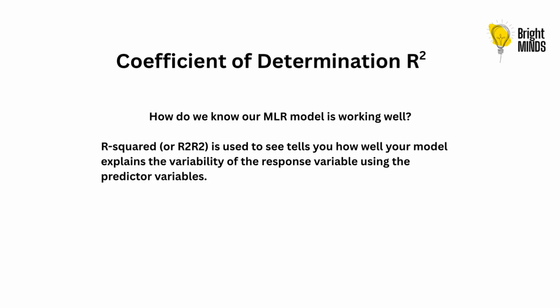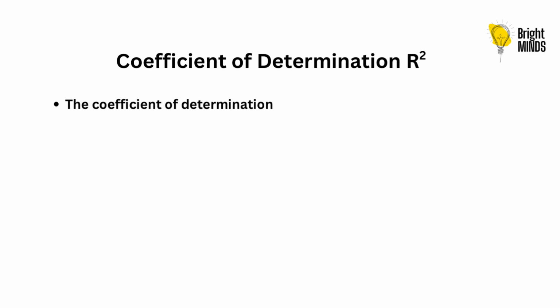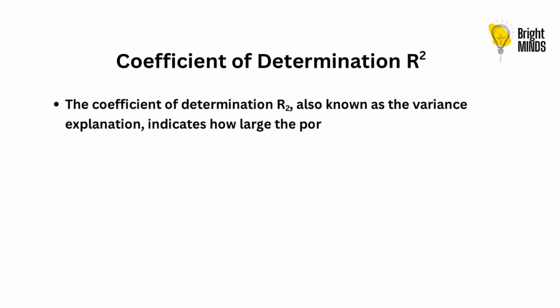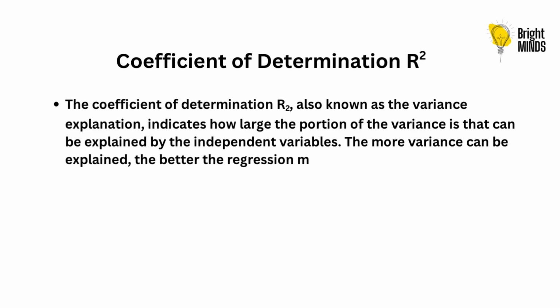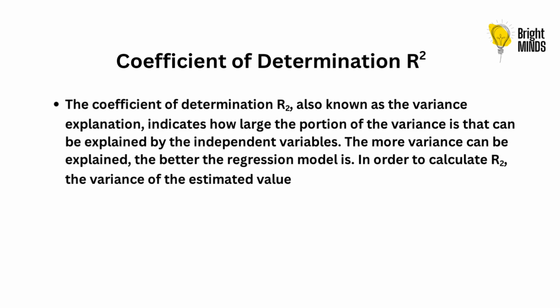In order to find out how well the regression model can predict or explain the dependent variable, the coefficient of determination, represented as R-square, is used. R-square, also known as variance explanation, indicates how large the portion of the variance is that can be explained by the independent variables. The more variance can be explained, the better the regression model is. In order to calculate R2, the variance of the estimated value is related to the variance in the observed values.